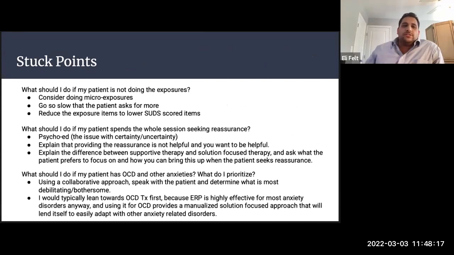What should I do if... these are three questions I think a lot of people would like to have answers for. So one, what should I do if my patient's not doing the exposures? Like, I'm sitting here and I'm racking my brain. I came up with some good ones. I prescribed them, and then they fall flat.